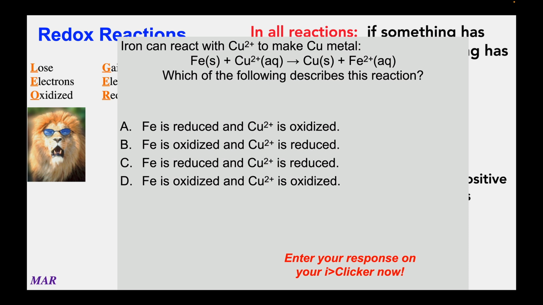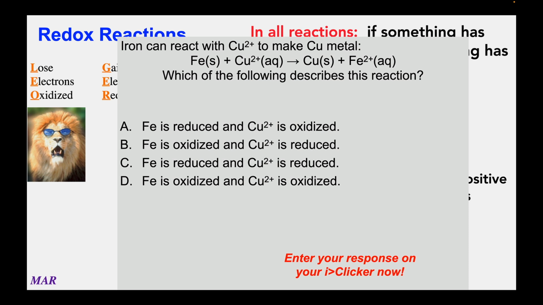Here's a reaction. Iron metal, which is Fe solid, reacts with copper 2 plus to make copper metal, Cu solid, plus iron 2 plus, aqueous. And it says which of the following is correct. And we've got reduced, oxidized, and so on. Okay, so first of all, notice that the last 2 answers are both reduced or both oxidized. And you have to have something oxidized and something reduced at the same time. You can't have 2 species reduced or 2 species oxidized. So C and D are out.